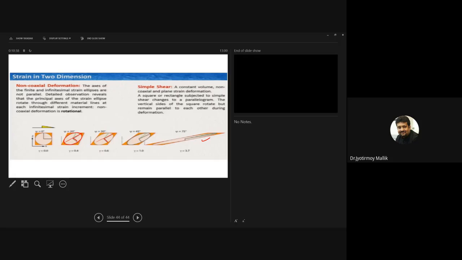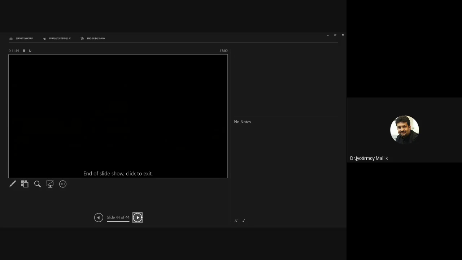So this sort of deformation is called non-coaxial or rotational deformation. So how is simple shear deformation defined? It's a constant volume deformation again. It's a non-coaxial deformation, but it's a plane strain deformation. So what is the difference between pure shear and simple shear? What are the similarities? Both of them are constant volume and both of them are plane strain. But pure shear is a non-rotational or coaxial deformation, and simple shear is a rotational and non-coaxial deformation. So this is the difference between pure shear and simple shear.